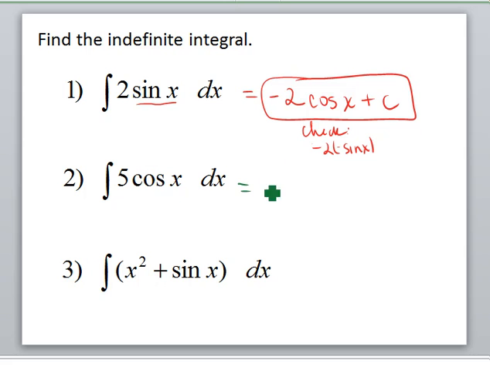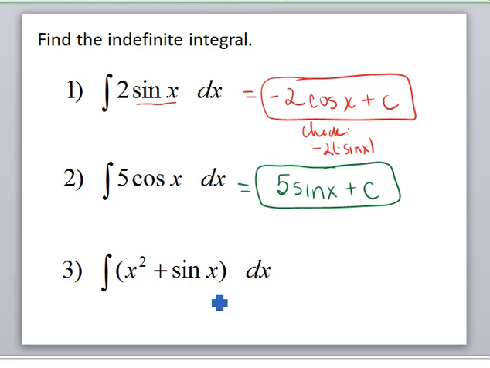The next one, the integral of 5 cosine x, is you write your 5, take the integral of cosine, which is sine, and then put c on the end.